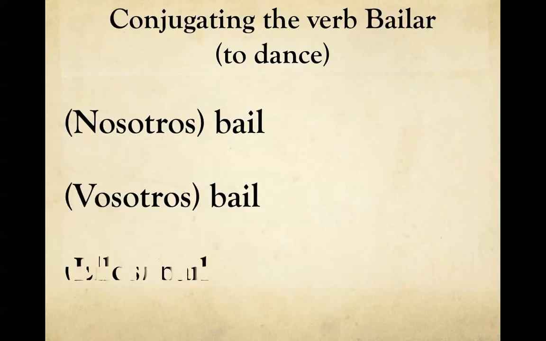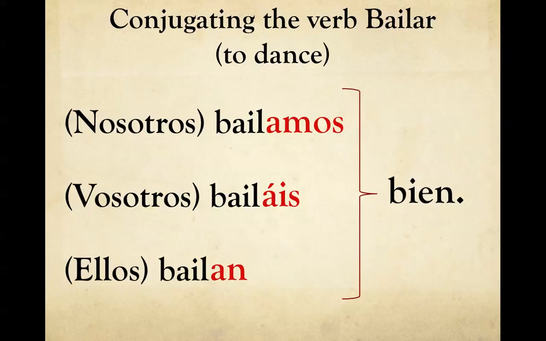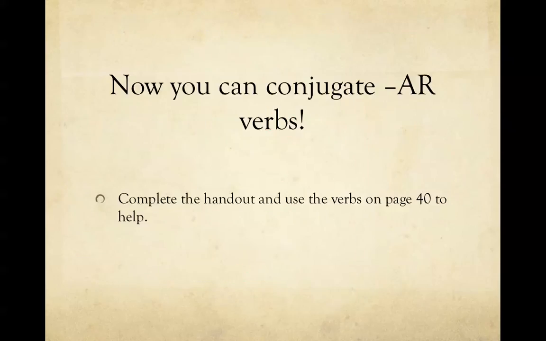Now, let's continue with the verb bailar, meaning to dance. Again, we have the root of the verb. Now, as we said before, this is an AR verb, like the verb hablar. So it also has an ending that reflects the AR, meaning bailamos, with the amos with the A. Bailáis, again with an A, and bailan. Nosotros bailamos bien. We dance well. Vosotros bailáis bien. And ellos bailan bien. Excellent. It's pretty straightforward, pretty basic. Remember, these are AR verbs, so they reflect the AR idea.